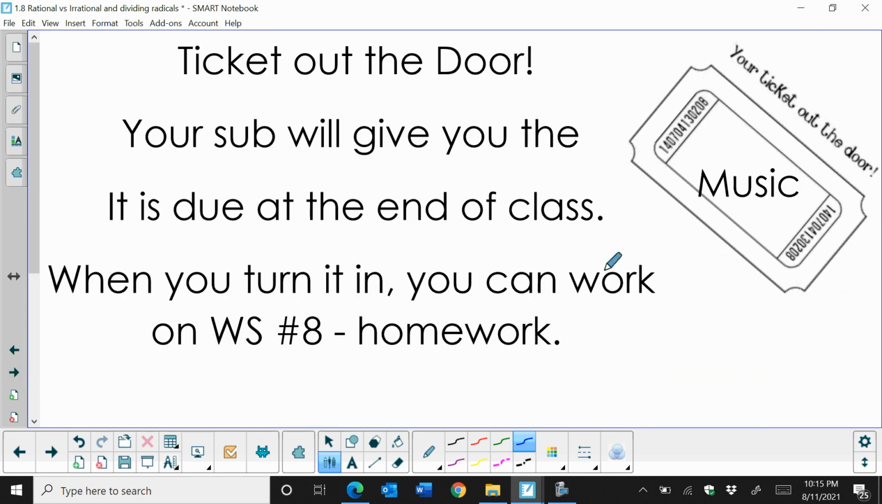So at this point, we are finished with the lesson. Yay! Okay, and I'm going to give you, or the sub's going to give you a little ticket out the door. You're going to have some time to work on this, and it's due before the end of class. When you turn it in, you're going to work on worksheet 8, which is your homework. So right now, your sub will give you the ticket out the door, and you will turn it in before you leave. Worksheet 8 is your homework. And while you're working, I'll play some music to work by.